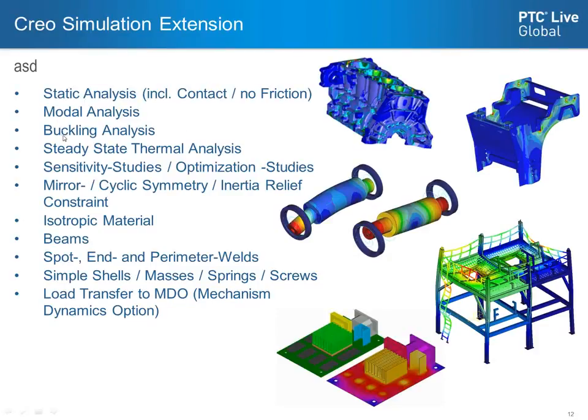We can do our modal and buckling analysis. We can also do a steady-state thermal analysis on our design. We do have a degree of optimization capabilities, which I'll demonstrate for you in a moment, and then different types of what we call simulation definitions, where we want to apply springs, create beams, provide fasteners or what have you. So we can do some definition of the design in the simulation extension license, which will still allow us to do our analysis, but again, keeping in mind this is a linear analysis.